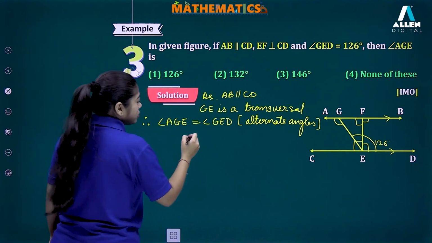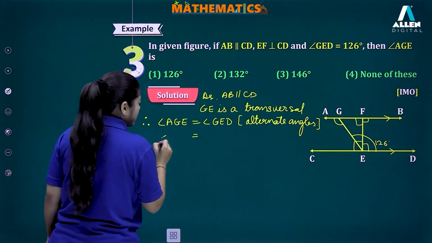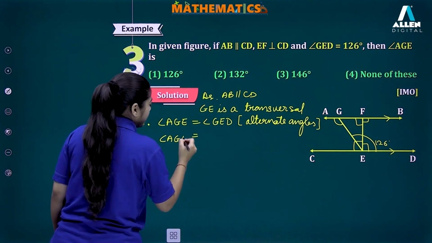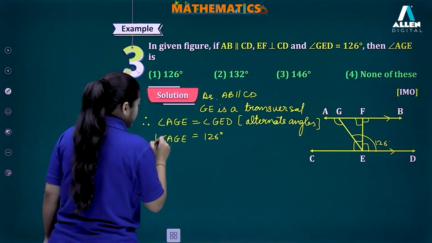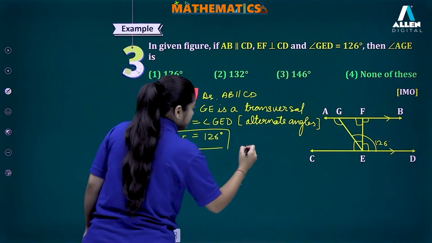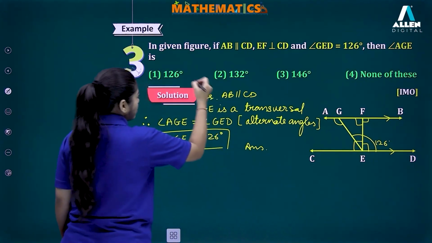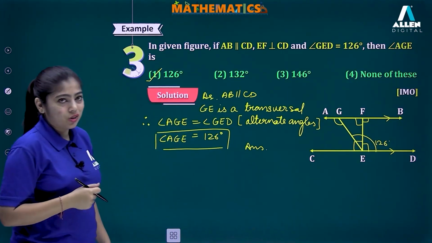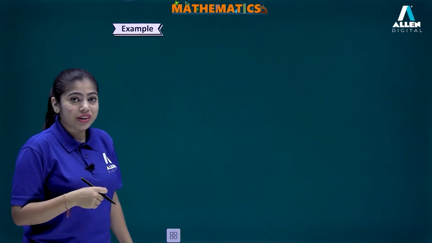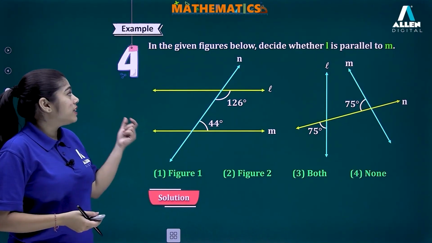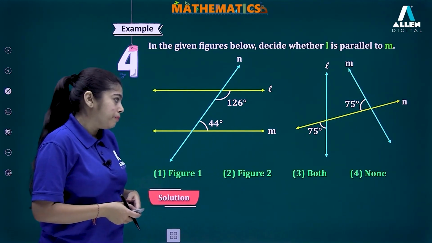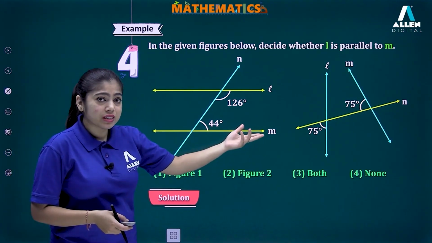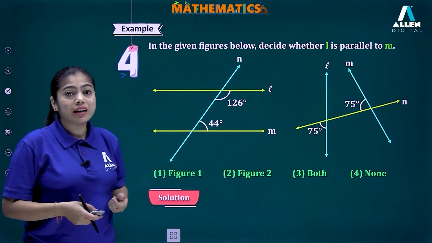Now, putting the values, we are going to get angle AGE, that is what we need to find out, equals 126 degree. This is our final answer, which is option number 1, the correct option. Moving on to the next question here, it says that in the given figures below, decide whether L is parallel to M. So, here there are two figures given to us and we need to decide whether they are parallel.